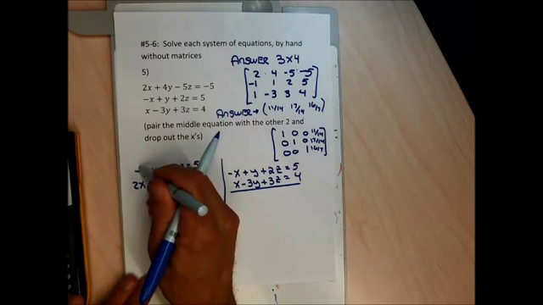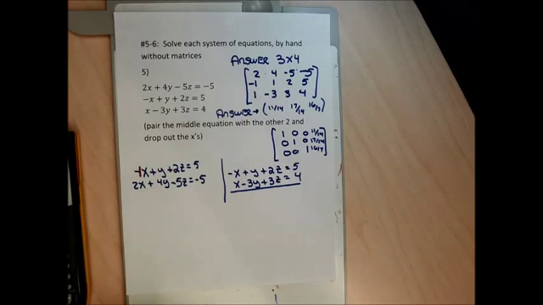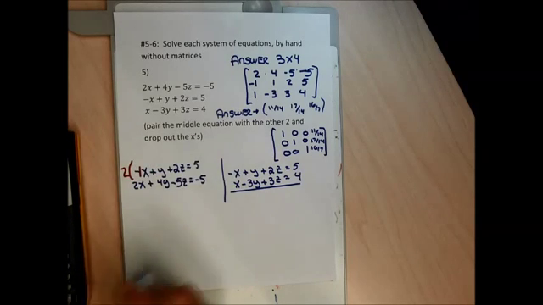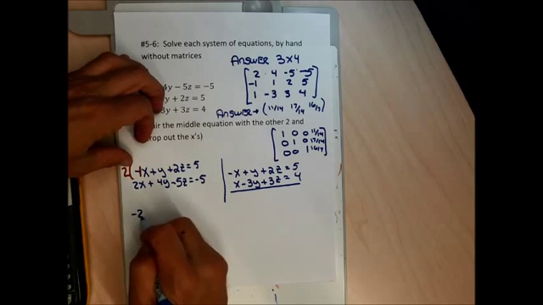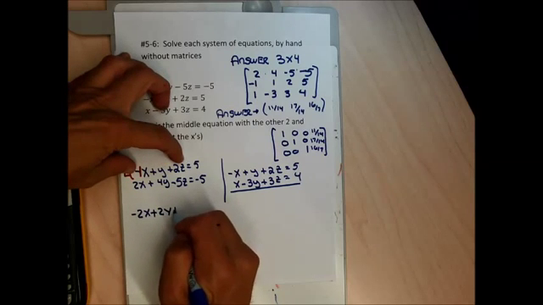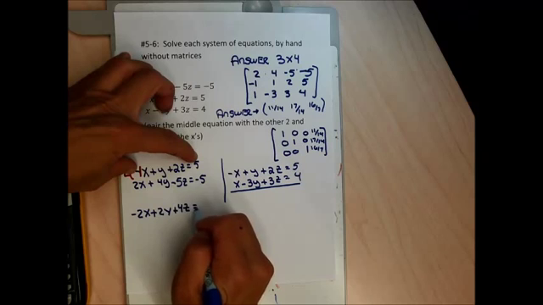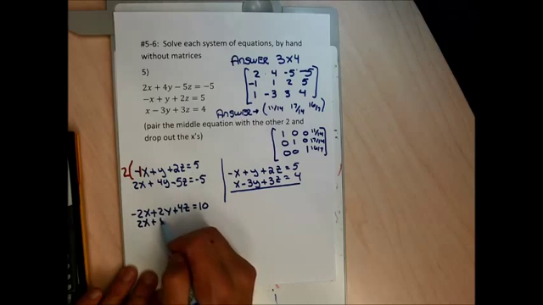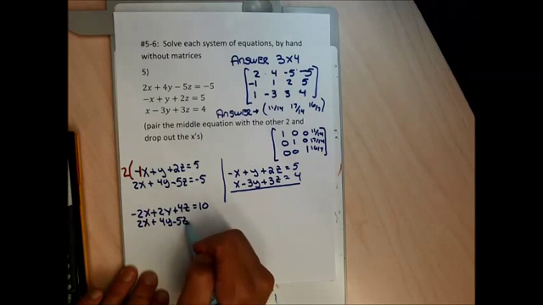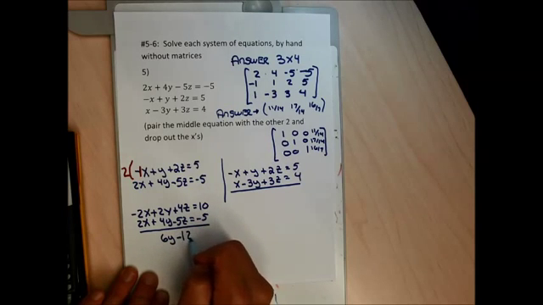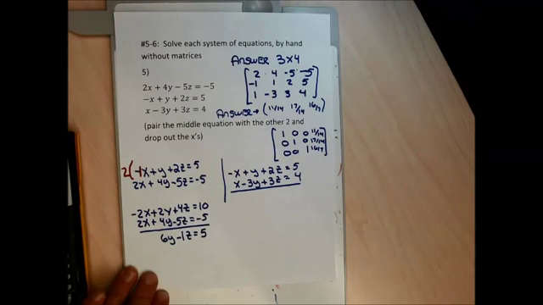To eliminate the x's in this one, I'm going to make the top have a negative 2x. It already has a negative 1x, so I'm going to multiply everything in the top equation by 2. I get 2 times negative 1x is negative 2x, plus 2 times y is plus 2y, plus 2 times 2z is plus 4z, equals 2 times 5, which is 10. And then I'm going to go 2x plus 4y minus 5z equals negative 5. Add these together, I'm going to get 6y minus 1z equals positive 5.